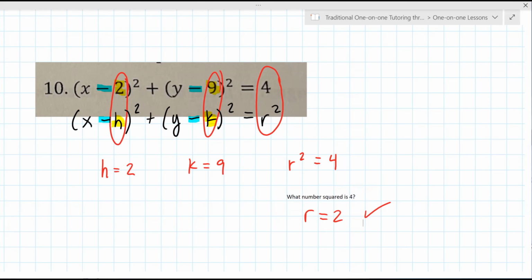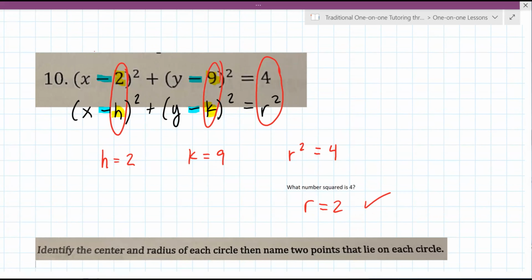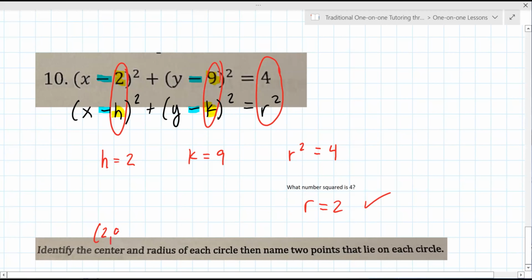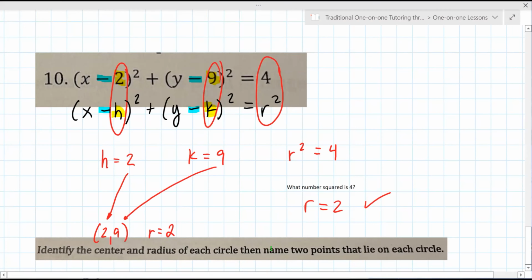Okay. All right, so that is only part of the question here. So I'm gonna snip in the question here so that we can make sure we have everything that it asks for. So it asks you for the center, which you now have. The center is 2 comma 9. The radius is 2. But what else is it asking for?